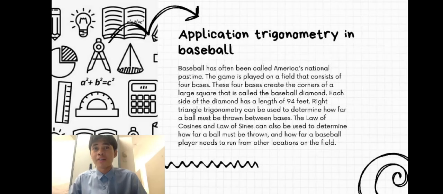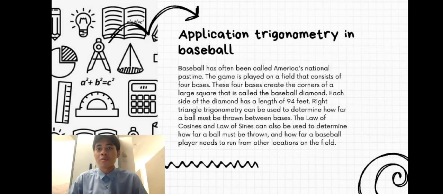This is my part. Application of trigonometry in baseball. Baseball has often been called America's national pastime. The game is played on a field that consists of four bases. These four bases create the corners of a large square that is called the baseball diamond. Each side of the diamond has a length of 94 feet.